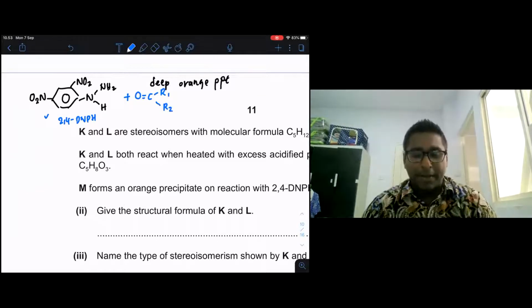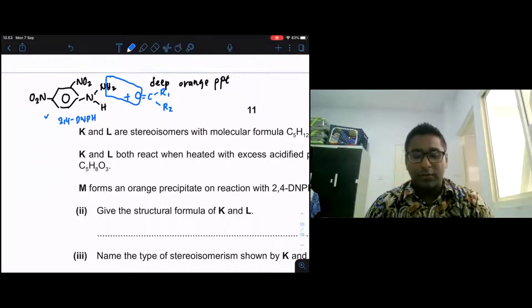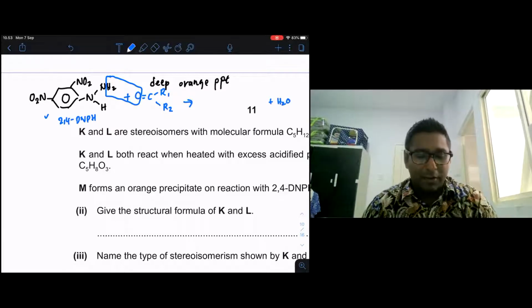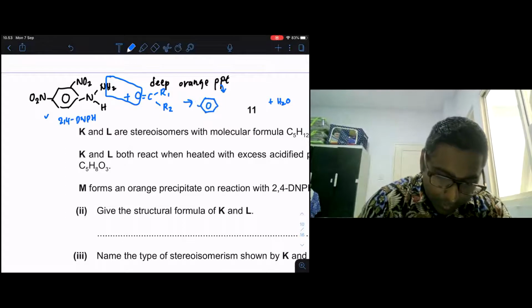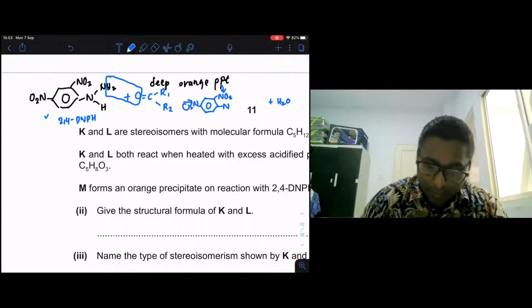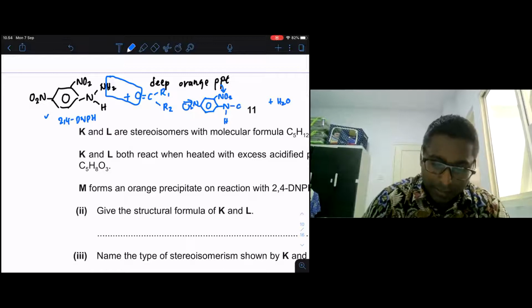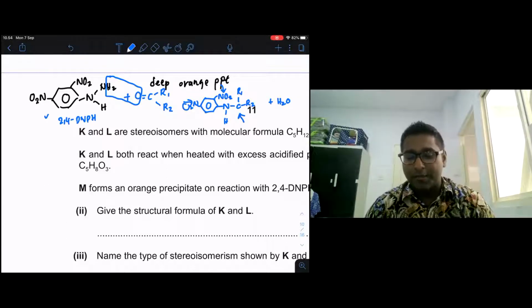So what's going to happen is the hydrogen and oxygen will go out to give you water, and the resulting compound is the one that will give you the deep orange precipitate. If I draw, I will get something like this: NO2, NO2, and H joined together with carbon, and then there is R1 and R2. This is the one that will give you the deep orange precipitate.